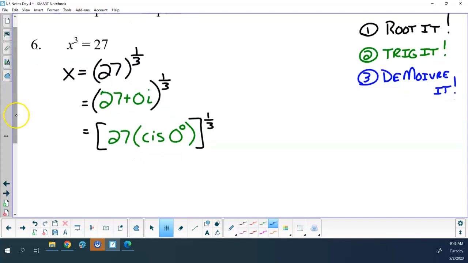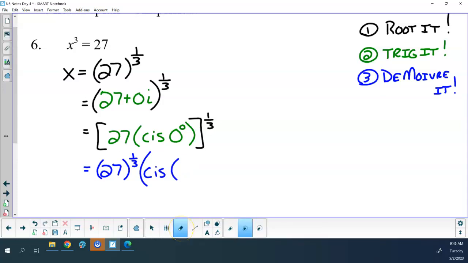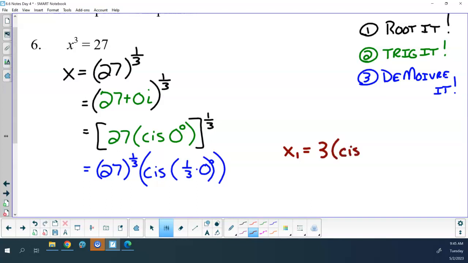So demoiving it says this is going to be 27 to the 1/3 power CIS of 1/3 times 0 degrees. 27 to the 1/3 power is 3, and 1/3 times 0 is 0. With me on my first root? Yes?